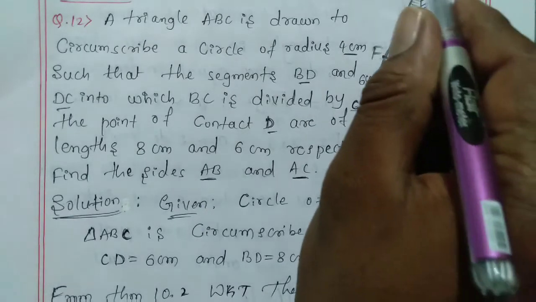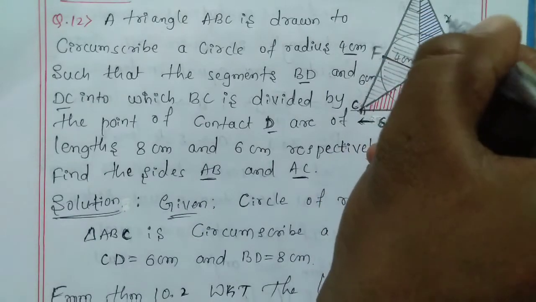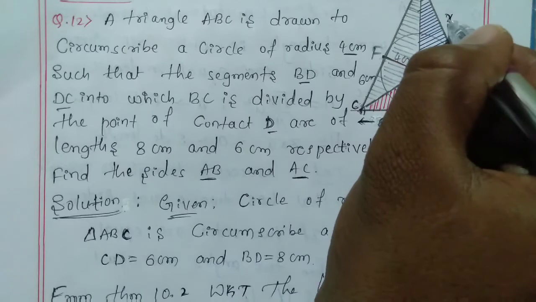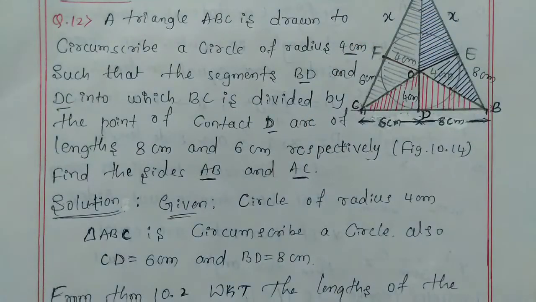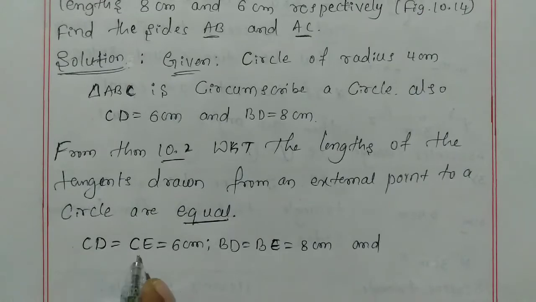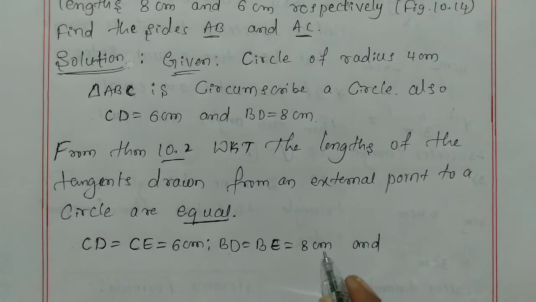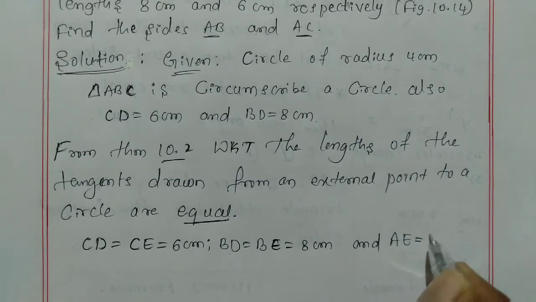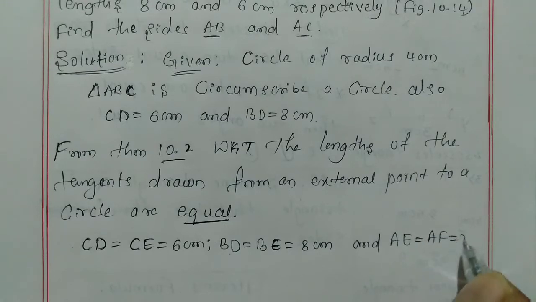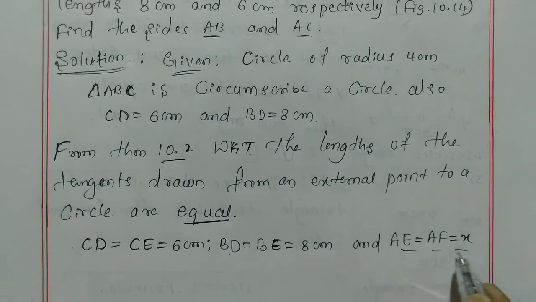Okay, similarly we don't know the AE tangent length. I will call this one as x. If this is x, this is also x. So next, CD equal to CF equal to 6 centimeter, and also BD equal to BE equal to 8 centimeter, and AE equal to AF equal to x.